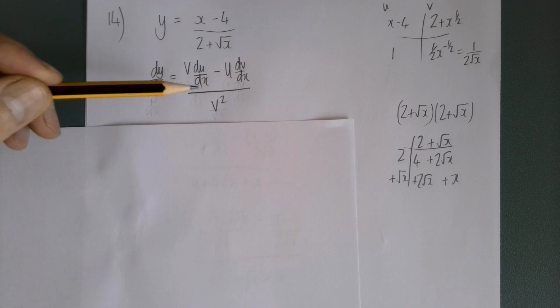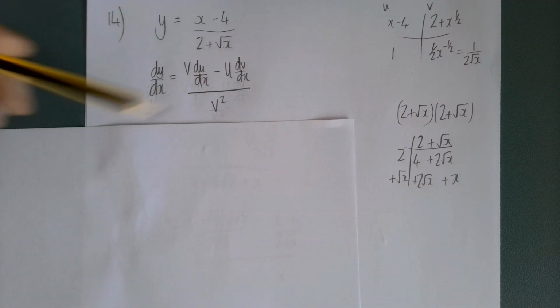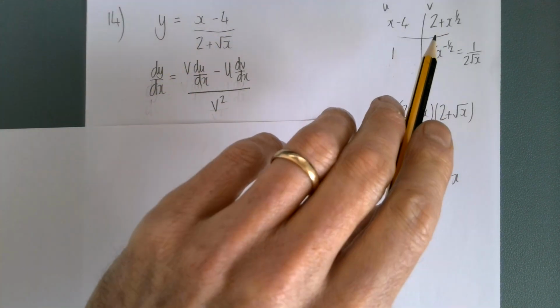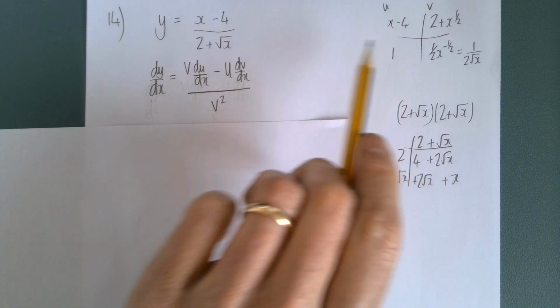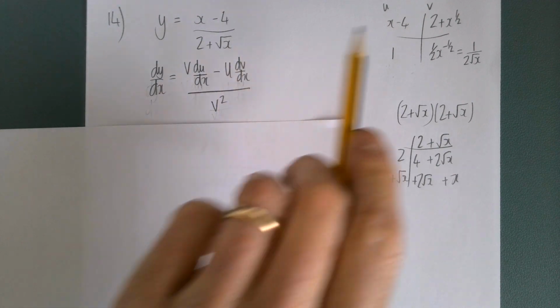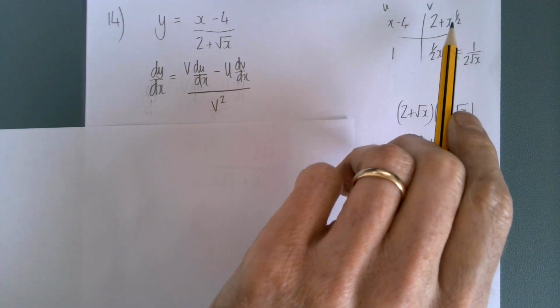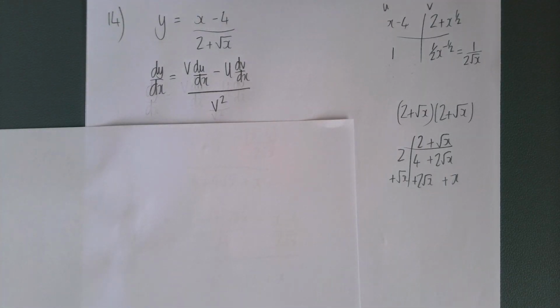Now that is actually on the formula sheet in a slightly different form. I just always remember it like this, but you have to set up your windows. So the thing that's on top is our u, and the thing that's underneath is our v, and so because I know I'm going to have to differentiate it, I've rewritten it as 2 plus x to the half.